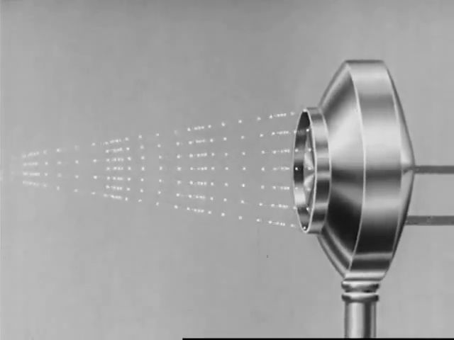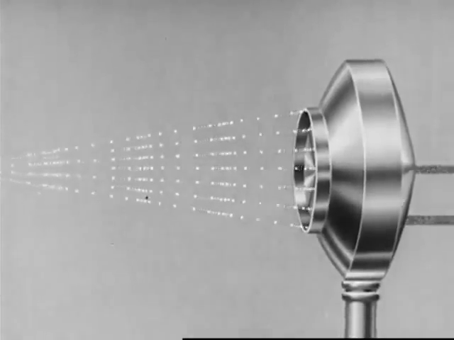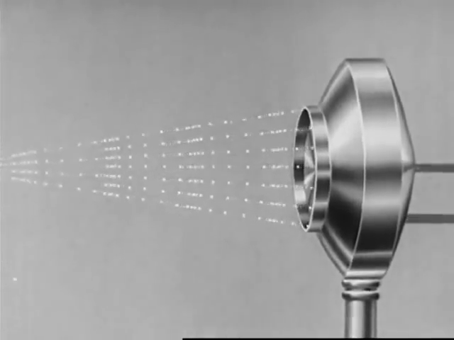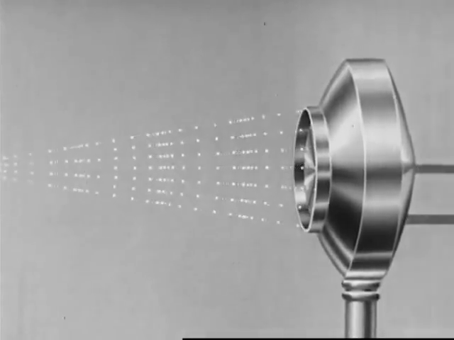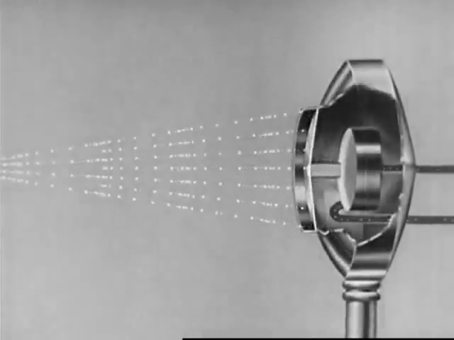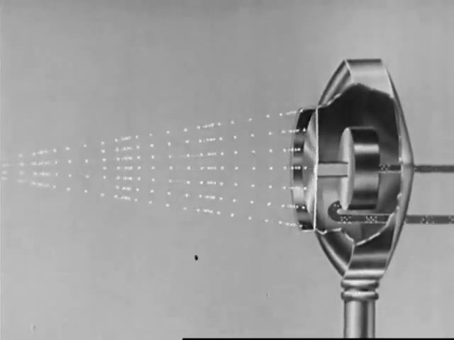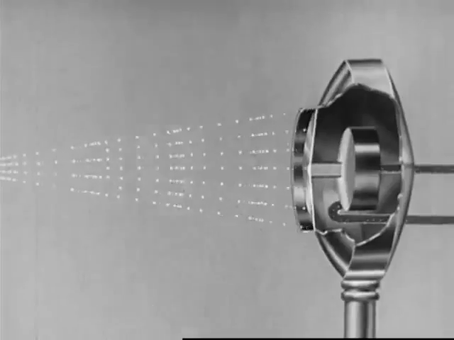All sound sources set the molecules of air into vibration in such a manner as to produce waves which travel through the air. In the radio studio, these waves strike the diaphragm of a microphone. As the molecules in the sound wave move back and forth, they set the diaphragm into vibration.